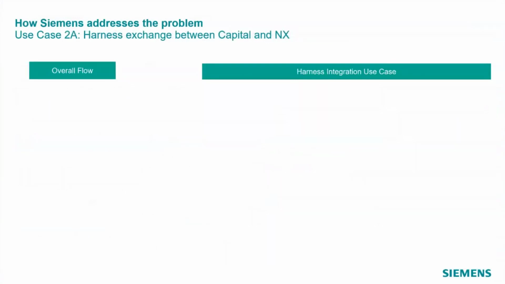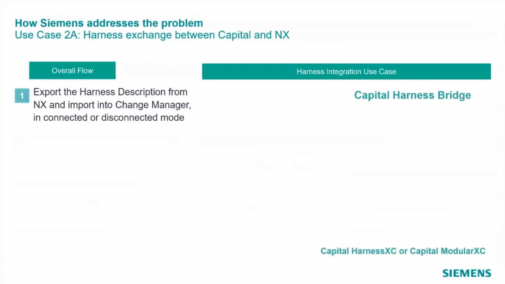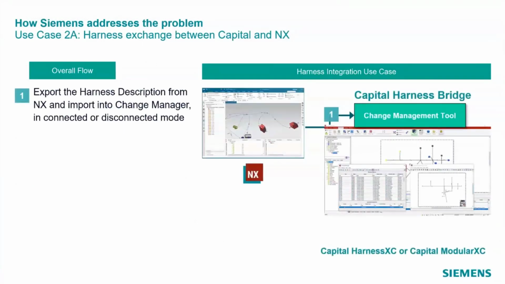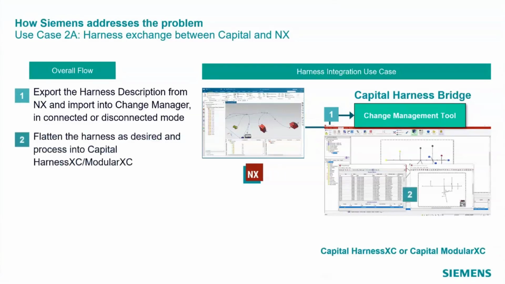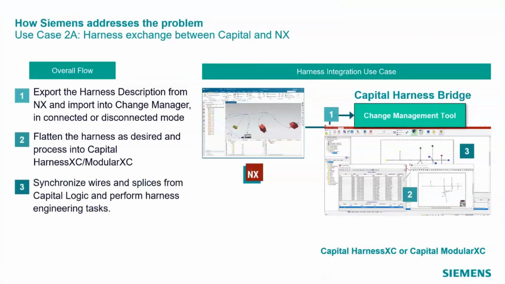The next use case is harness exchange between Capital and NX. Harness description from NX, including bundles, supports, and protections, is imported into Harness XC via Change Manager. Change Manager is used to control the incoming data. Then the harness is flattened as desired and processed into a harness design. Wires are not present in this harness design because of change policy settings.